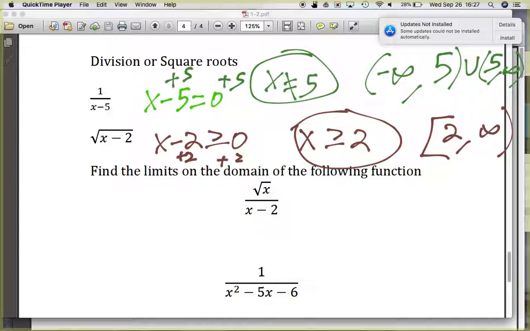So sometimes we have more than one thing going on, like this one. So what number can we not divide by? Hopefully you can do this part in your head. What makes the bottom equal 0? Well, x cannot equal 2. But then you also have the square root, right? So we need x to be greater than or equal to 0 because of that. So I'm going to draw the number line so you can kind of get an idea, and I'm out of time.